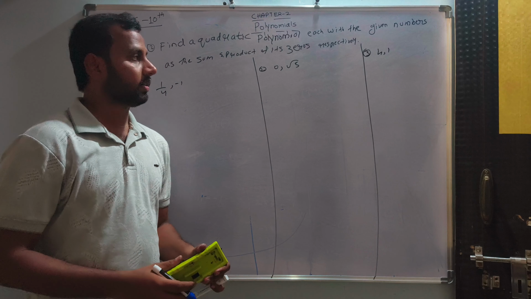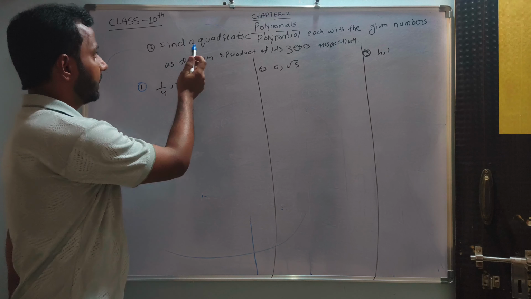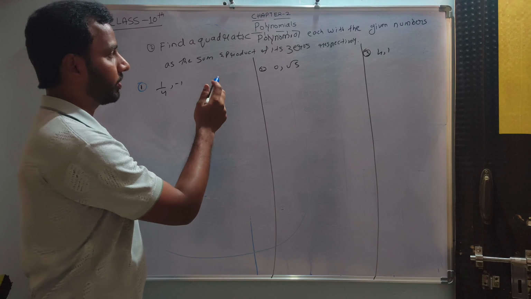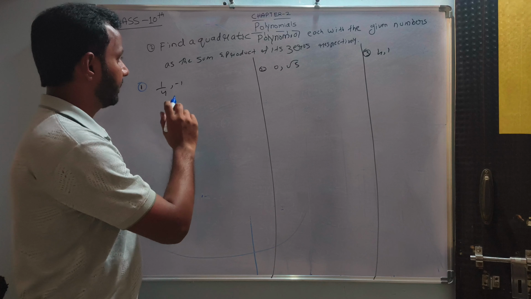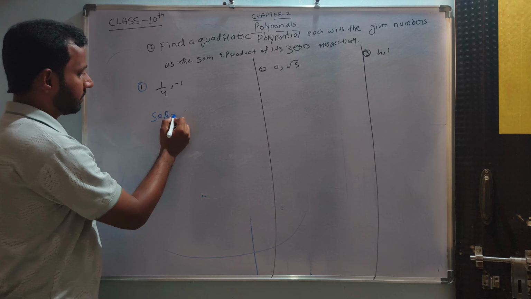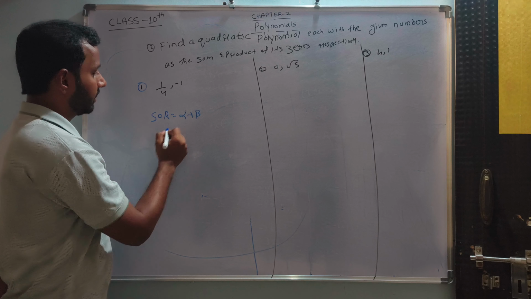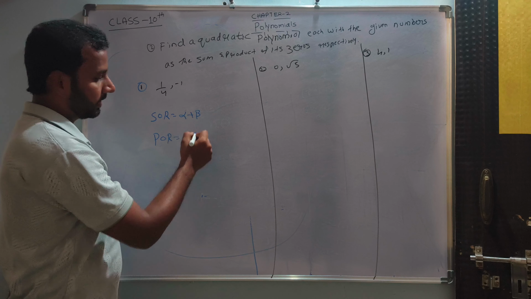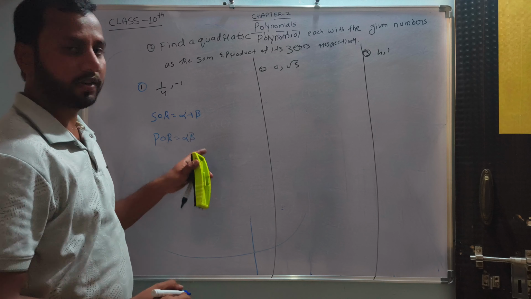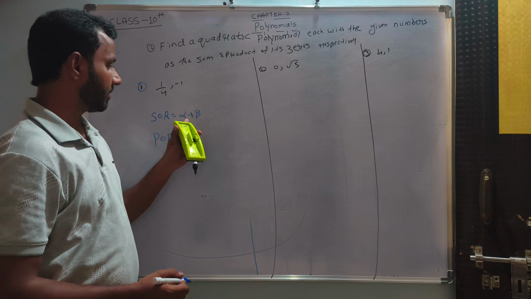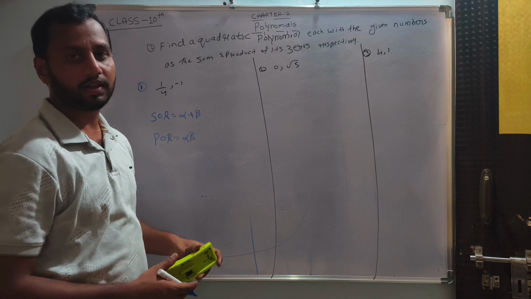Now continuing with the second question: find a quadratic polynomial each with the given numbers as the sum and product of its zeros respectively. In the second question they have given you the sum of the roots, SOR, the alpha plus beta value, and the product of the roots, the alpha beta value.